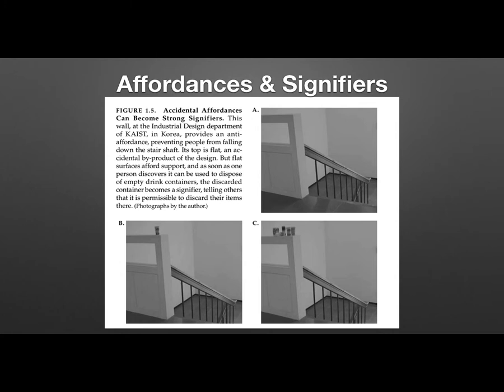This one is interesting. So this is an accidental affordance becoming a strong signifier. You've got this ledge here on these stairs, which does afford setting something on the ledge, right? And then as someone sets something, that becomes a signifier that, hey, other people, you can set things here too, which leads to this kind of thing. So these things are dynamic. They're not necessarily set in stone. Once somebody begins to use something, the affordances may lead to other affordances or signifiers being developed.